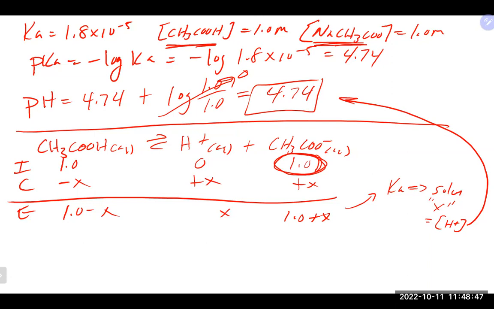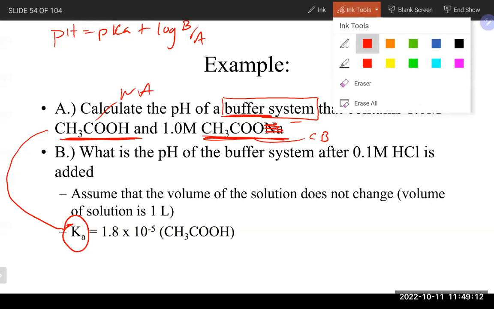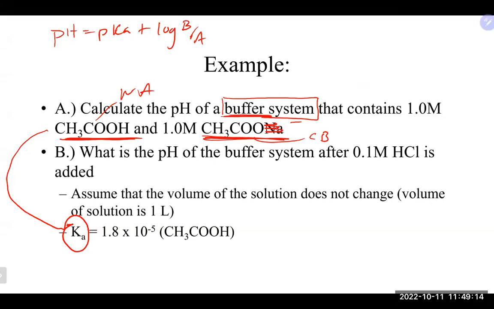All right, so let's talk about what's going on here in part B of this. In part B, we want to know what is the pH of the buffer system after we add 0.1 molar HCl to it. In this particular example, we're going to assume that basically everything has 1 liter for the volume. That's not always the case, but just to keep the numbers for this example not too bad, we're just going to assume everybody has a volume of 1 liter.